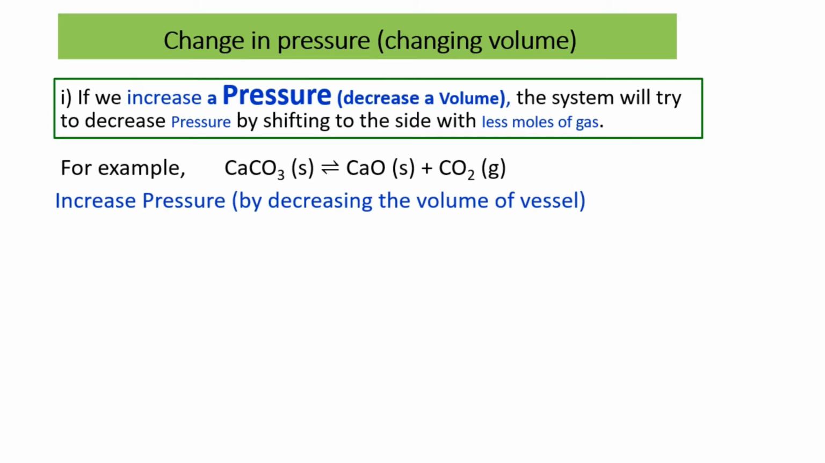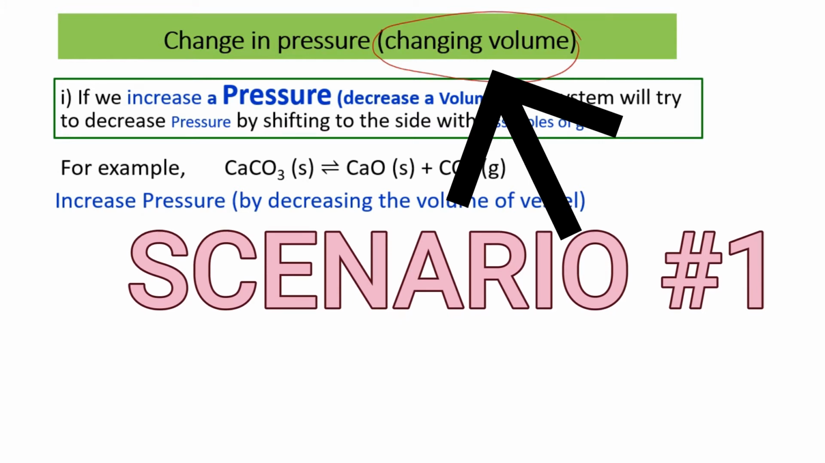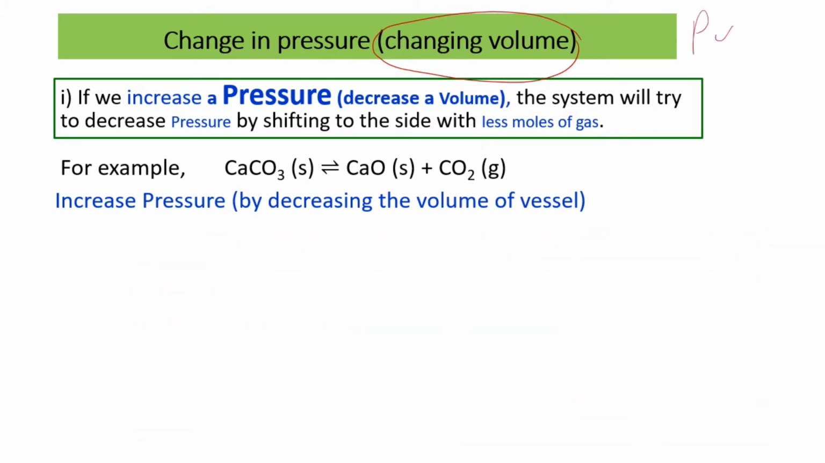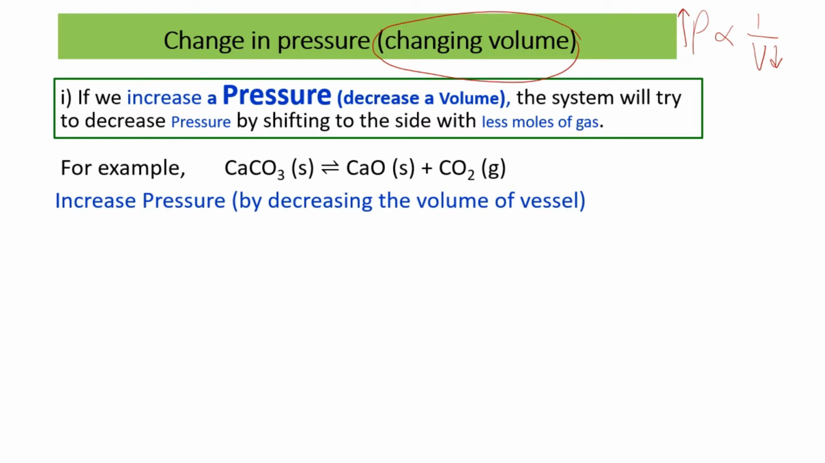Now about the change in pressure. Okay, we have 3 scenarios here. First, the most famous one is by changing volume. Okay, we know that due to Boyle's law, pressure is inversely proportional to the volume of the container. So if you try to increase the pressure, meaning that you actually decrease the volume of the container, you compress the gas. So if we increase the pressure, the system will try to rebalance the thing by decreasing the pressure.